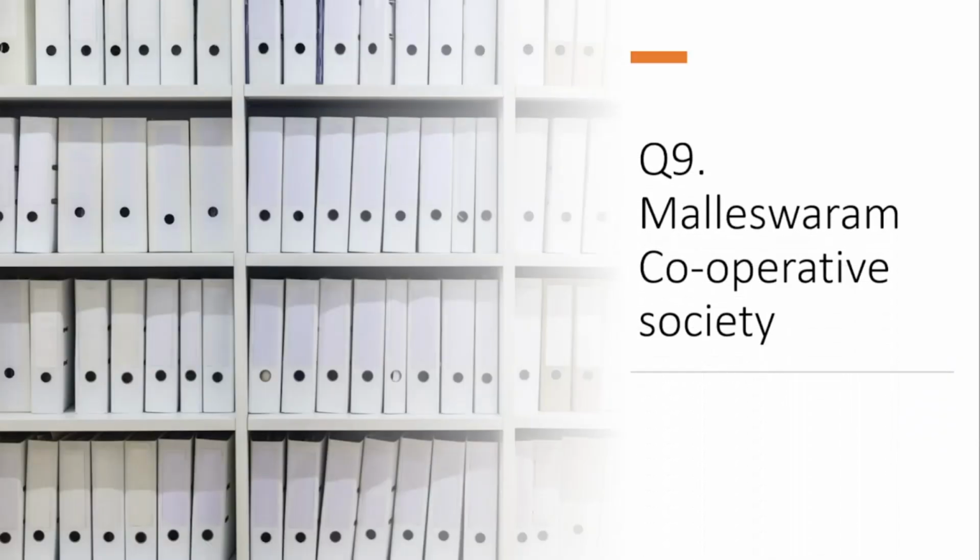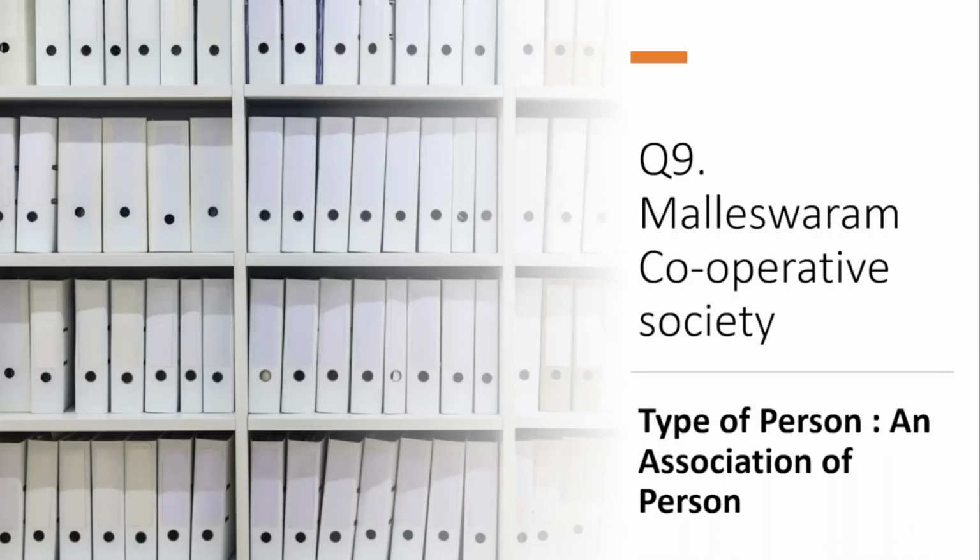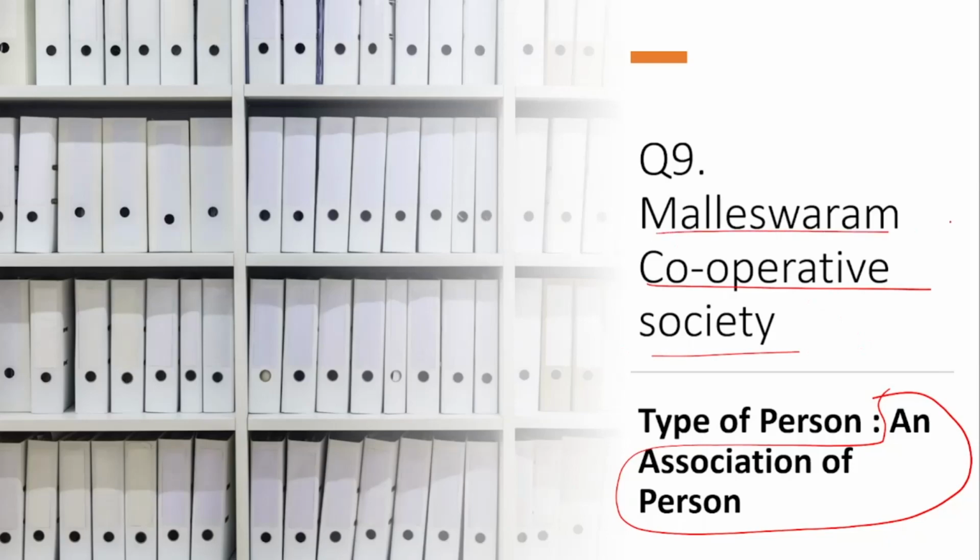Next, question number 9. Malleshwaram Cooperative Society. Please put your answers in the comment box. The answer is it's an association of persons. As I told you, what is a cooperative society? A group of people come together, they have a common interest, isn't it? So they will have certain individuals called members. So this is an association of persons. So Malleshwaram Cooperative Society is also an example of association of persons.